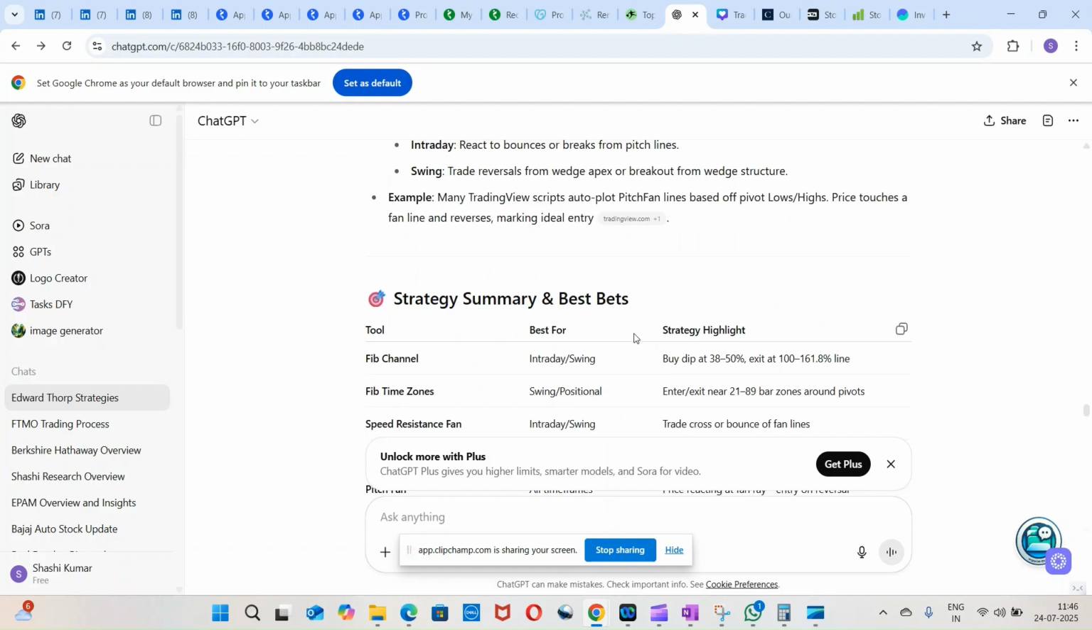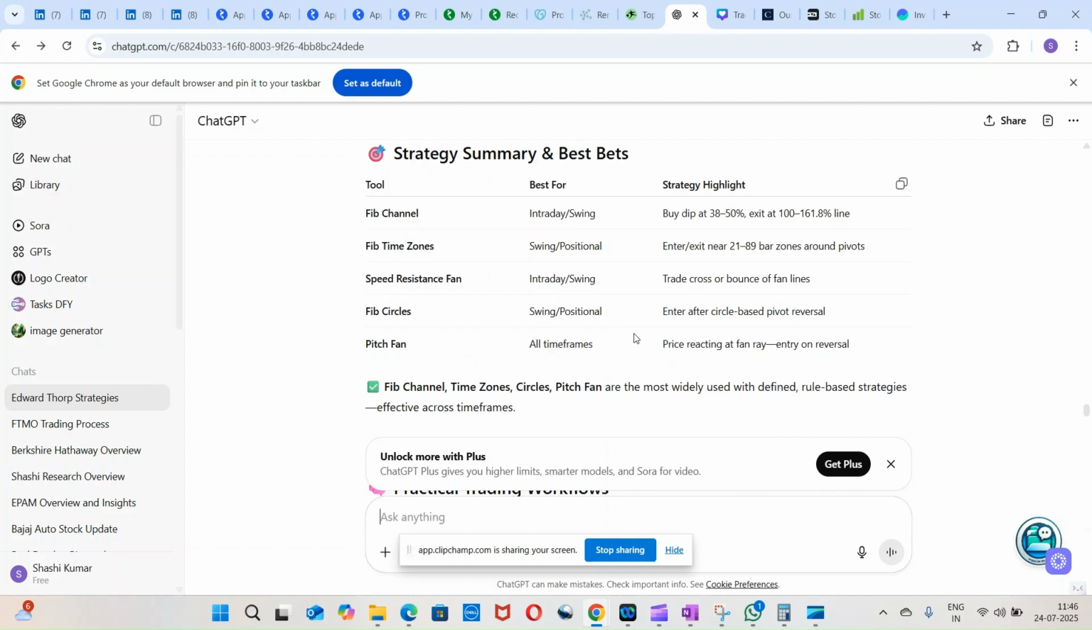Overall, the summary is the Fib channel: intraday and swing. It's best for intraday and swing trading, buying dips, basically trend continuation. You are trading dips till 0.38 or 50%. You will buy at that point and exit at 100 and 161.8. Fib time zone: swing and positional. Entry near the 21 line or 89 bar zones around pivots. So this is a forecasting tool. It will forecast the trend or the market movement.